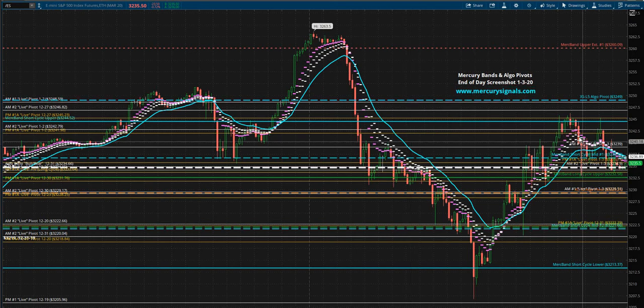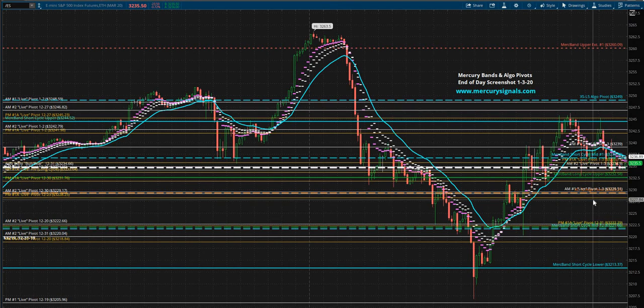And just as an example, when we had this move up mid-afternoon, where did it stop? It stopped at the live pivot from the 27th, and the confluence of that and our Mercury band short cycle upper level here, and it pokes the little candle tail above, and then it comes down.